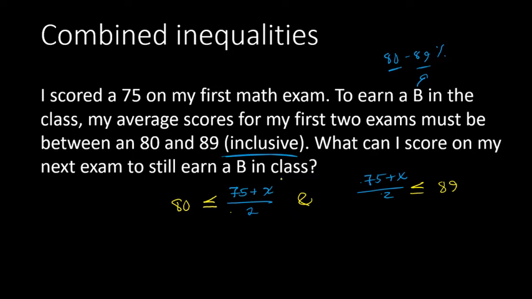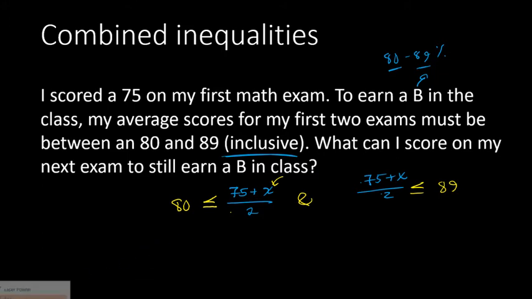I have to get some score X on my exam, so that when I simplify this phrase, it is greater than or equal to an 80 and less than or equal to an 89. So I want to know the values for X for which this is possible. What do I need to aim for on this exam?